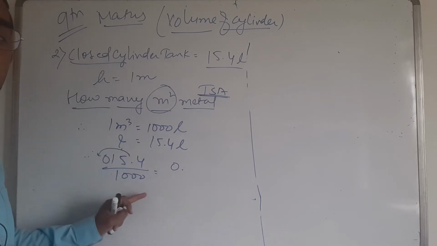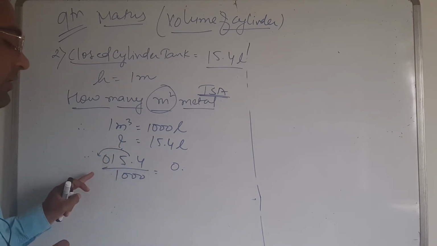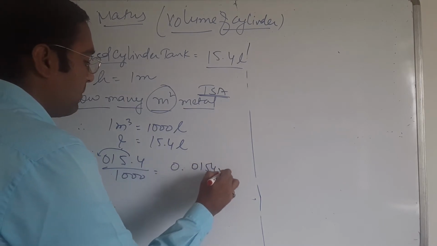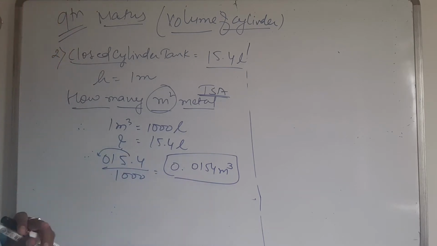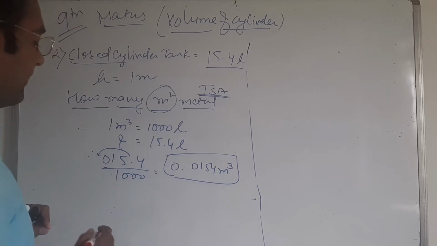Because here is a 1000, so the point is shifted to the left side by 3 digits. Then my answer is 0.0154 meter cube. Okay, now we have to find the radius.